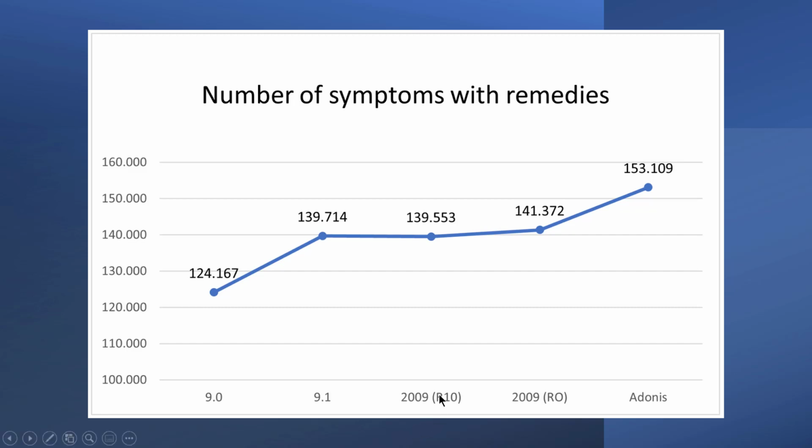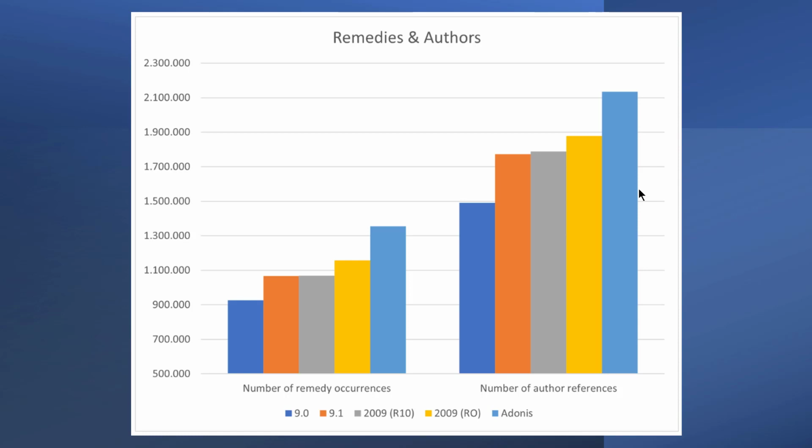You see that if we compare with the Synthesis 2009, there were about 139,000 symptoms with remedies, so rubrics with remedies. And this has jumped to 153,000. So if we look at the remedies and authors, in this color here, the Synthesis 2009 in RadarOpus had a bit more than 1,100,000 remedy occurrences. And this has jumped to more than 1,300,000 remedy occurrences. If we look at the author references, this has jumped from a bit less than 1,900,000 to more than 2,100,000 author references.